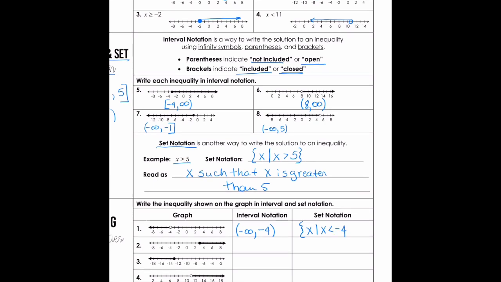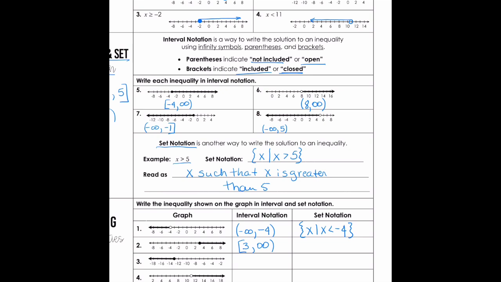So we're going to have less than -4 and close. All right, let's look at number 2. Look first at the left-hand side of your graphed line. It's a solid dot, so we're going to have a bracket. It's at the number 3. All right, the rest of the line goes to infinity, so that's positive infinity because it's on the right, and we're going to have a parenthesis.